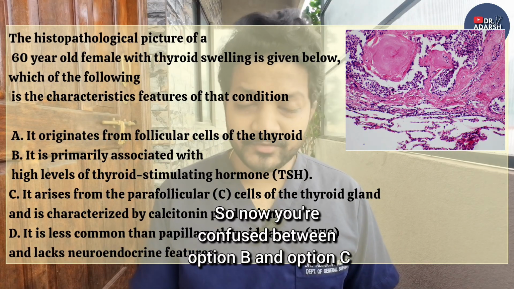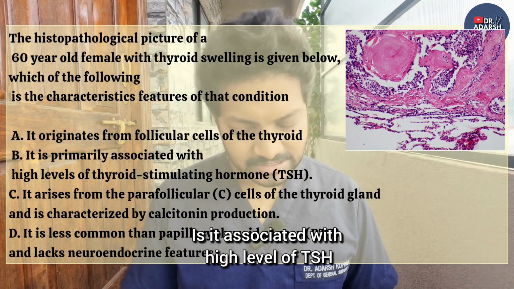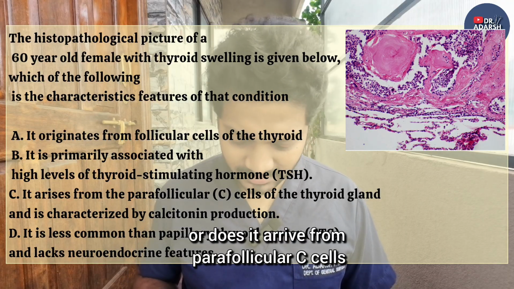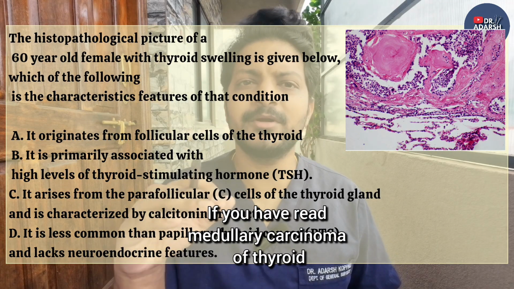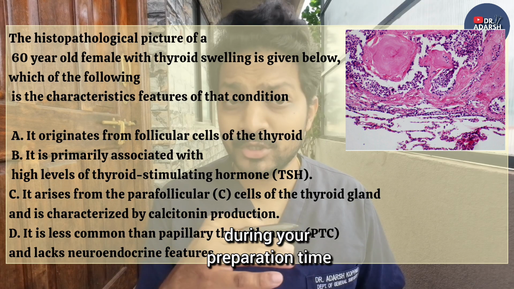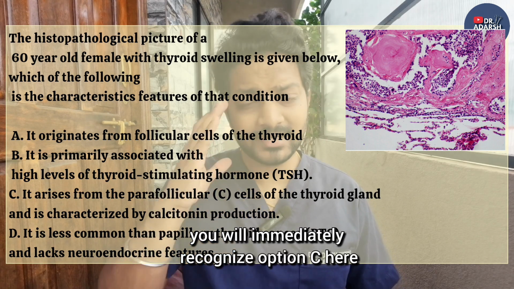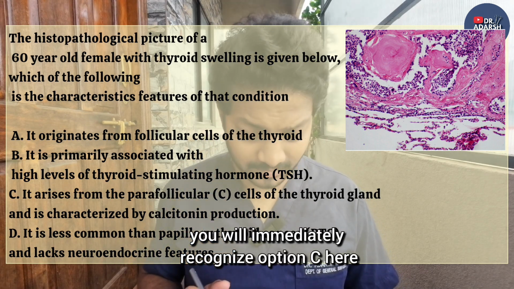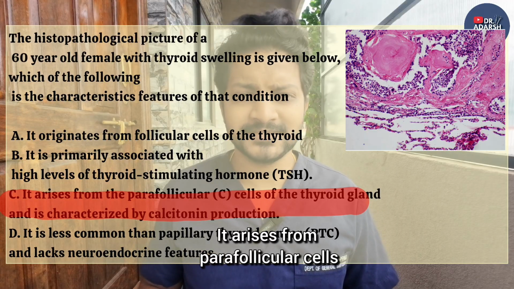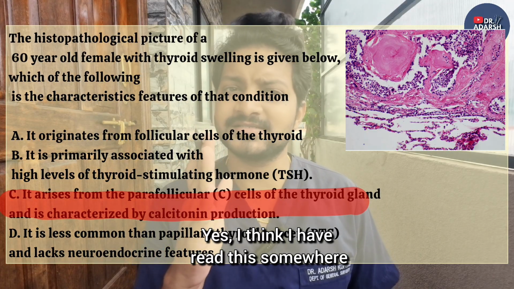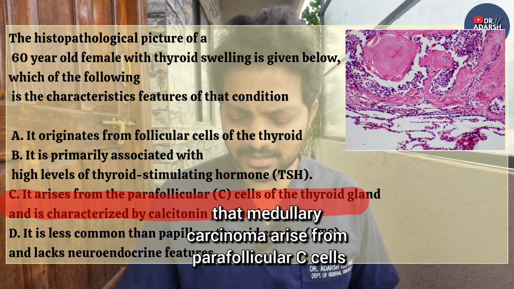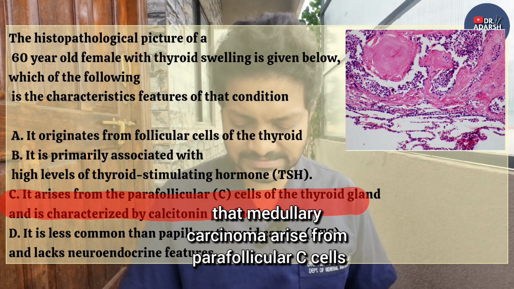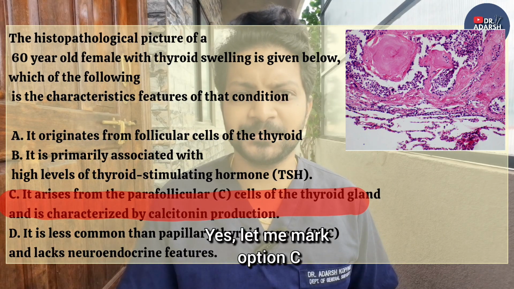So now you're confused between option B and option C. Is it associated with high level of TSH, or does it arise from parafollicular C cells and is characterized by calcitonin? If you have read medullary carcinoma of thyroid during your preparation time, you will immediately recognize option C. Okay, it arises from parafollicular cells. Yes, I think I have read this somewhere. I think I remember listening to this lecture that medullary carcinoma arises from parafollicular C cells. Yes, let me mark option C, and you will be right.